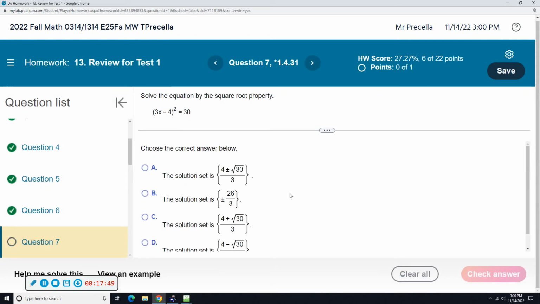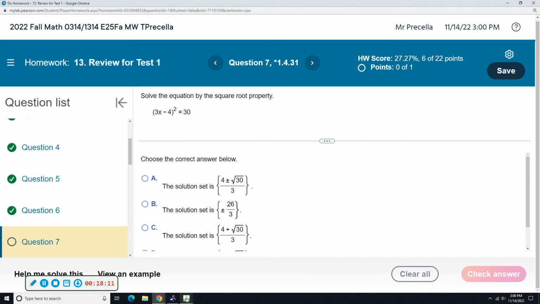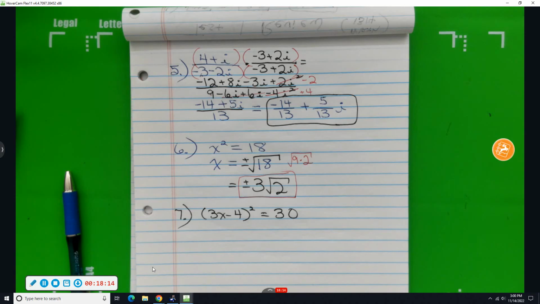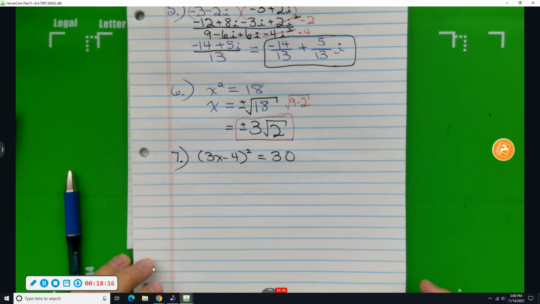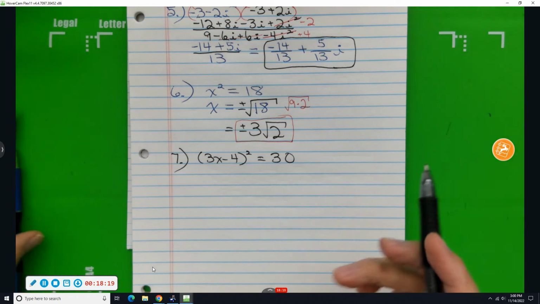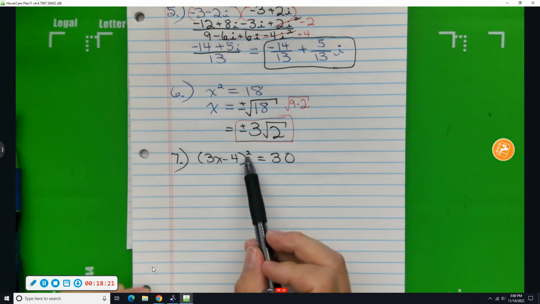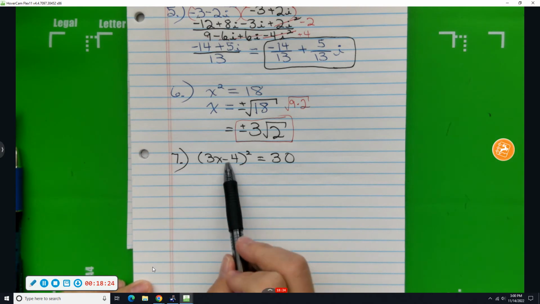Number 7. It's another square root property problem. Problems like this are nice. They're not making you type the stuff in. It's just multiple choice. So we have the quantity 3x minus 4 squared equals 30. You can use the square root method as long as you have a quantity squared equals a number. And that's what we have.